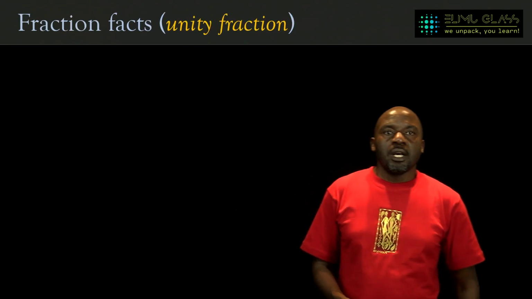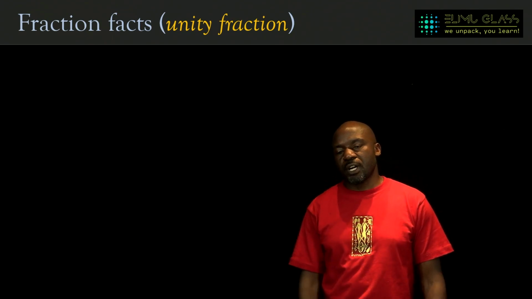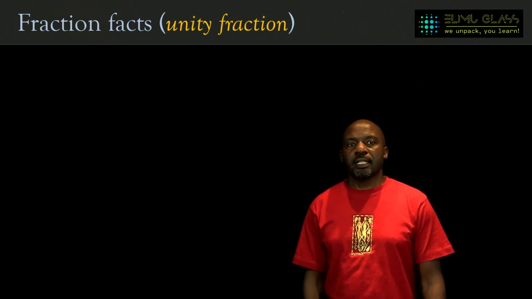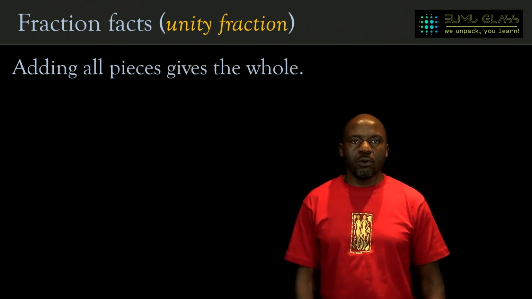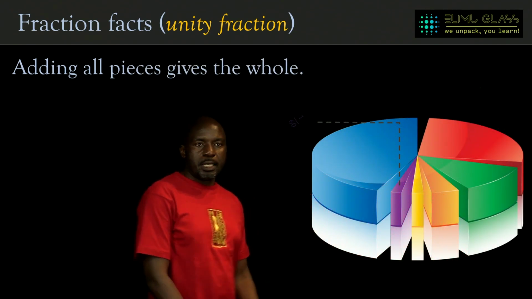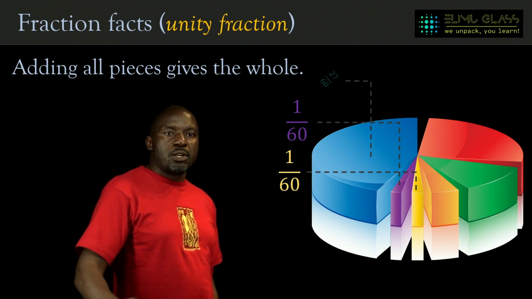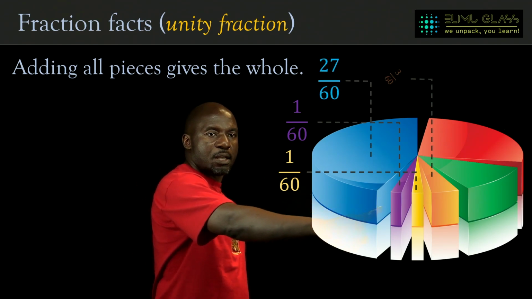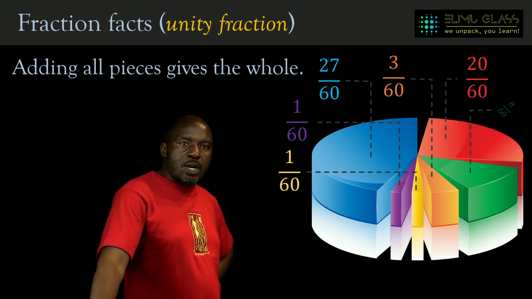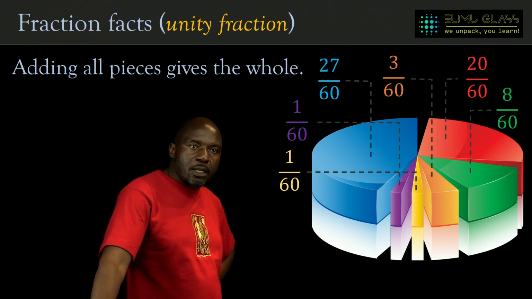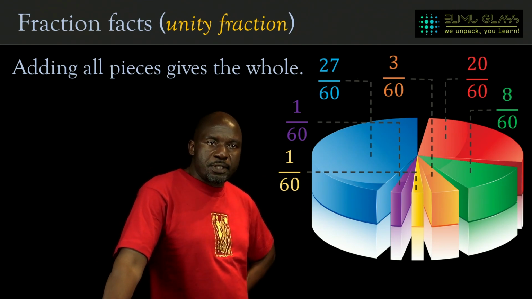Okay, let's move on. Some fraction facts, and this is the unity fraction. I've actually used the unity fraction already in the examples we've looked at, but let's now officially look at it. Adding all pieces gives the whole. So for example, here is a pie chart with pieces that are different sizes. Okay, so we have 1 out of 60. So this piece here, the purple piece there, is 1 part in 60. There is one there that is another one. There is 27 on 60. There is the yellow one, which is also 1 part on 60, and so on.